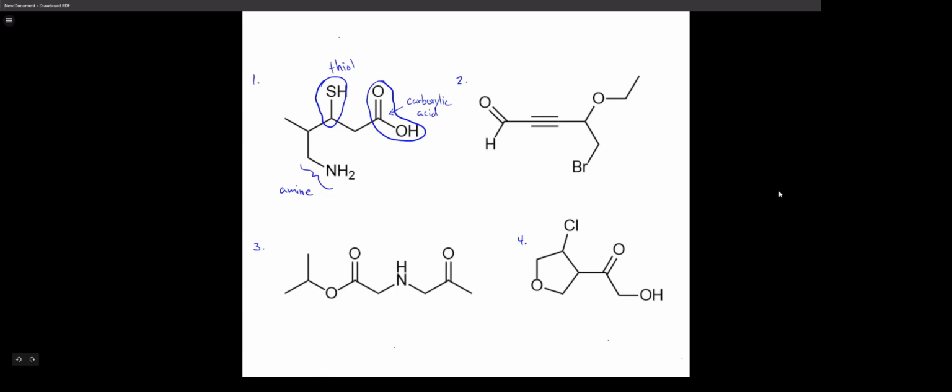Going from the left, what do we have on the extreme left? An aldehyde. That is an aldehyde. Good. Why is it an aldehyde and not a ketone? The hydrogen. Yeah. Because of the hydrogen. Okay, so this whole thing is an aldehyde.